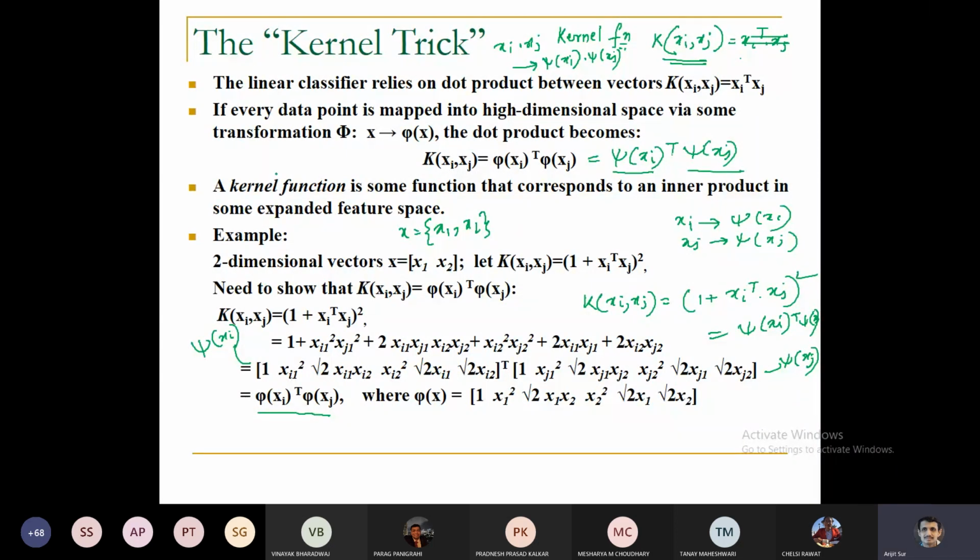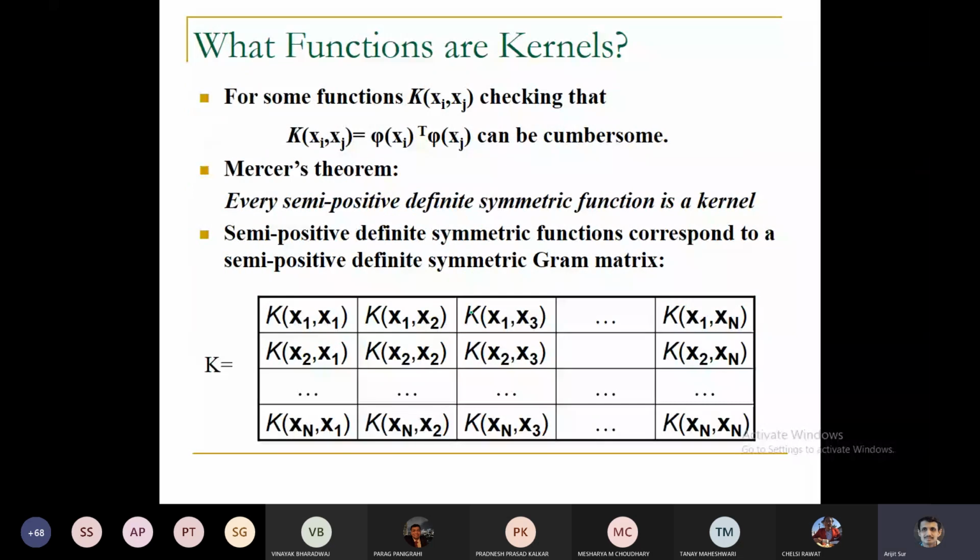This is the way we can show that this kernel trick handles it. There should be no exponential blowup in this computation, so the computation becomes much more bounded. Checking whether some function is a kernel can be cumbersome.